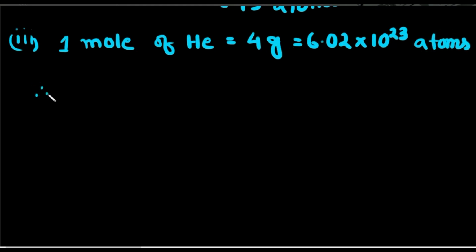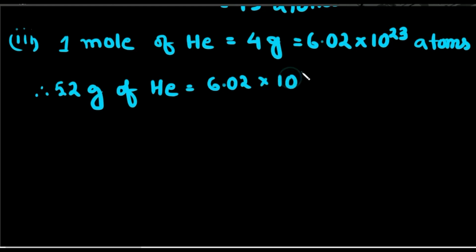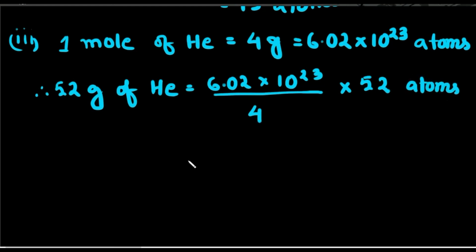Therefore, 52 gram of helium will have 6.02 into 10 to the power 23 divided by 4 into 52 atoms. So it will be equal to 7.83 into 10 to the power 24 atoms.